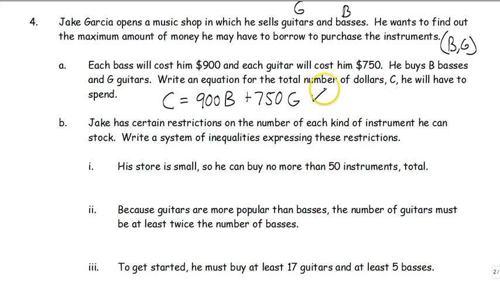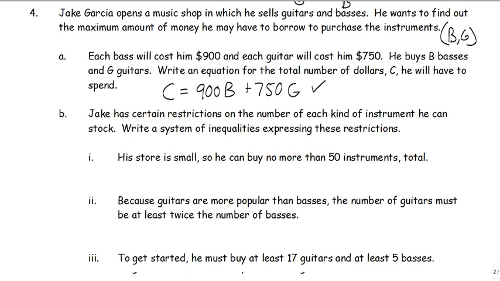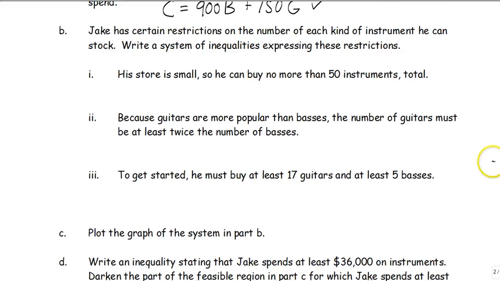This is the thing we're going to be testing later to see what the max and minimum cost will be. Because that's what we're trying to do. We're trying to minimize or maximize, well, probably in this case you want to minimize the cost for guitars and basses. Why would you want to spend more money? Okay? But here's the thing. Jake has certain restrictions on the number of each kind of instrument he can stock. So write a system of inequalities expressing these restrictions. I do not need the system to be all one big thing. You can write each equation out separately. Okay? So let's do this.